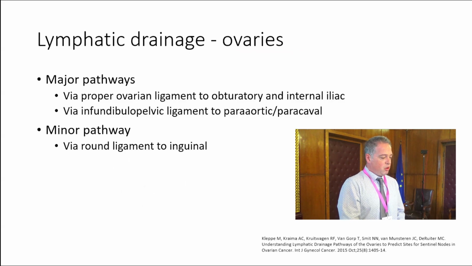If we take a closer look at the lymphatic drainage of ovaries, there are two major pathways: via the proper ovarian ligament to the obturator and internal iliac nodes, and via the infundibulopelvic ligament to the para-aortic and paracaval lymph nodes. And there is a third minor pathway which goes around the round ligament, and that's why on certain occasions we may have inguinal lymph nodes, which in this case should be considered regional lymph nodes, although in the TNM staging they are not.